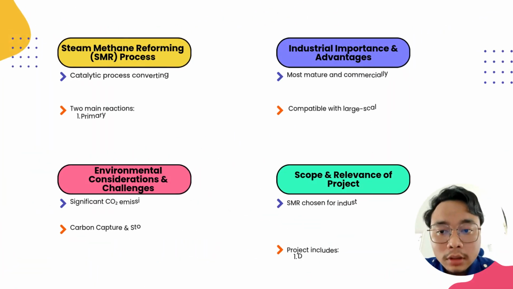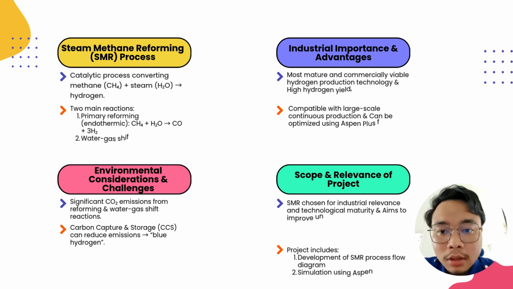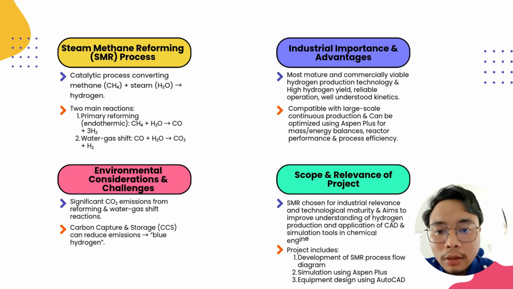And then for the steam methane reforming, SMR, process, which is a catalytic process converting methane, CH4, plus steam, H2O, can produce hydrogen. The main reaction is primarily reforming, which is endothermic: methane plus water produces CO and H2. Then the water gas shift, which is carbon monoxide plus water, produces carbon dioxide and hydrogen.